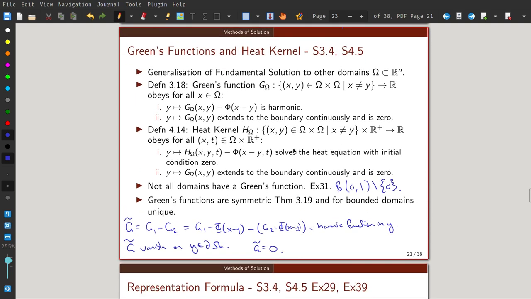I should say one more thing. How do you find a Green's function? There were several exercises on this. Basically, we know them for the whole space. So for Rn, the Green's function is nothing other than the fundamental solution. For Rn there is no boundary, so there is no condition 2 to satisfy.